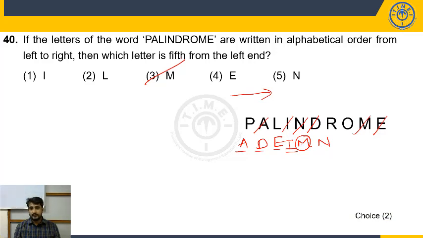Okay, we have L, right? So L, after L it will be M and N. So fifth from the left hand is L. Choice 2.